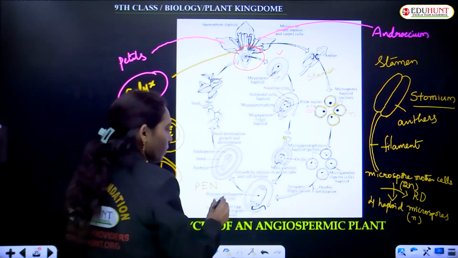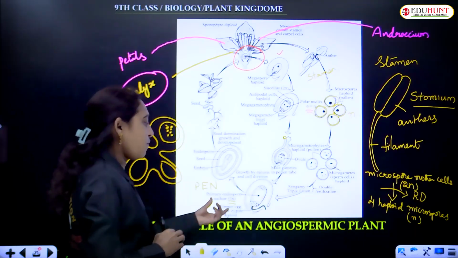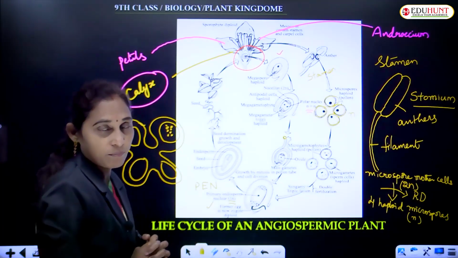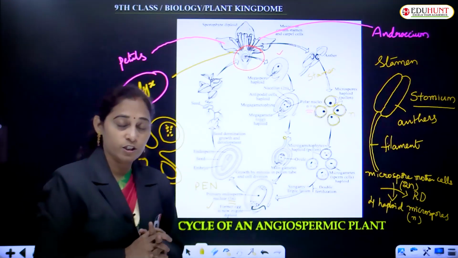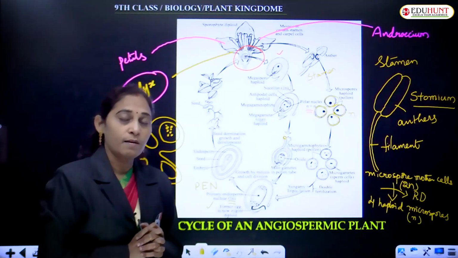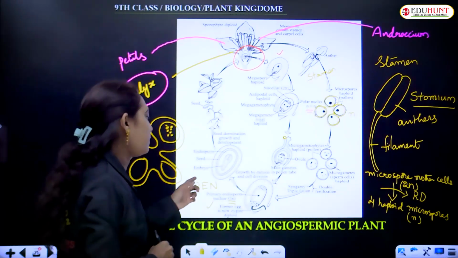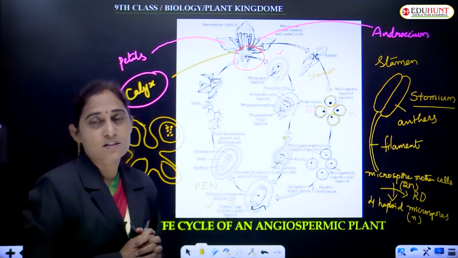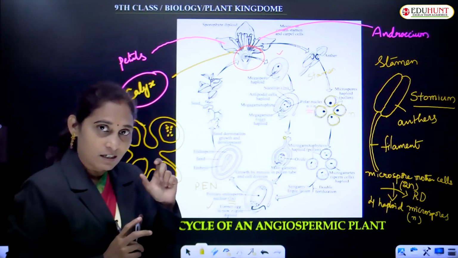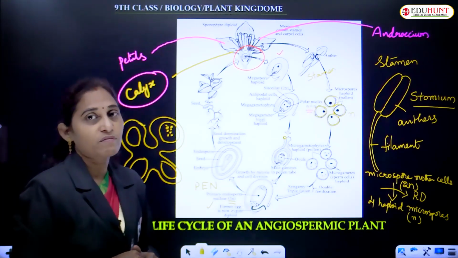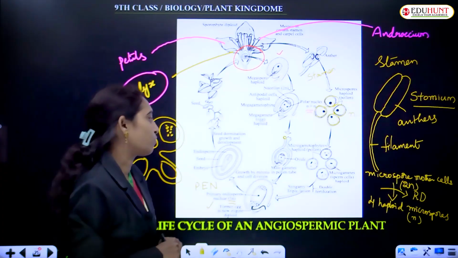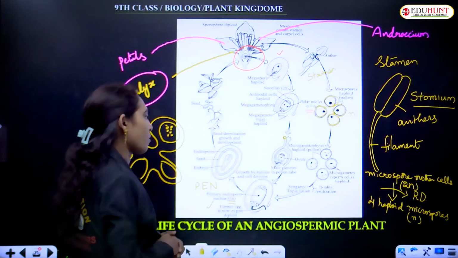The primary endosperm nucleus is a triploid one, whereas the zygote is a diploid one, because the zygote is the fusion product of the male and female gamete, and the primary endosperm nucleus is the fusion product of the secondary nucleus, which is a diploid one, and the second male nucleus. That is why it is a triploid one.